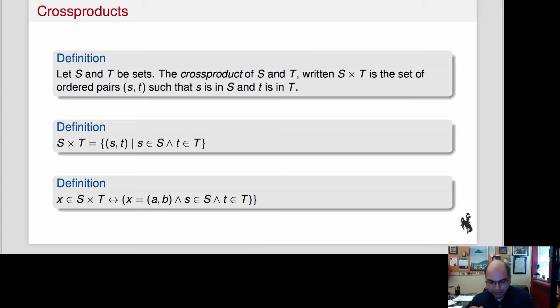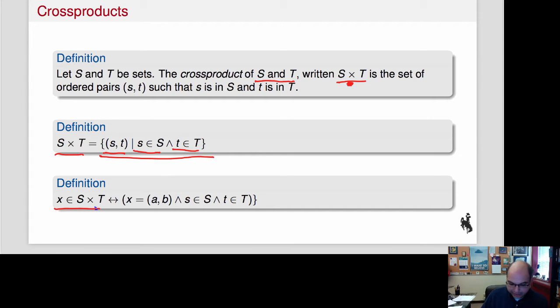Okay, now, the reason that we want to talk about tuples, 2-tuples, and n-tuples is because we're after this notion of a cross product. And cross product is a really, really important notion. Okay, so we have the cross product of two sets, S and T, and we write that as S cross T. Okay, so it's like multiplication. And what it is, is a set of ordered pairs such that s is in S and t is in T. Okay, so more mathematically, S cross T is the set of pairs (s, t) such that s belongs to S and t belongs to T, okay?